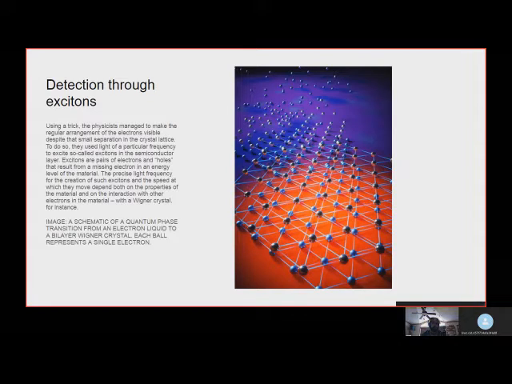With a Wigner crystal, for instance, showing here in the image, a schematic of a quantum phase transition from an electron liquid to a bilayer Wigner crystal. Each ball represents a single electron. So that kind of shows you the electrons melting, or going through a phase transition, from electrons into the organization of an ordered, solid structure of Wigner crystals. So, solid state electron. Crazy.